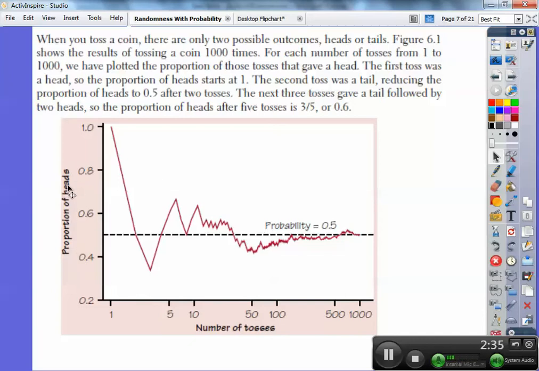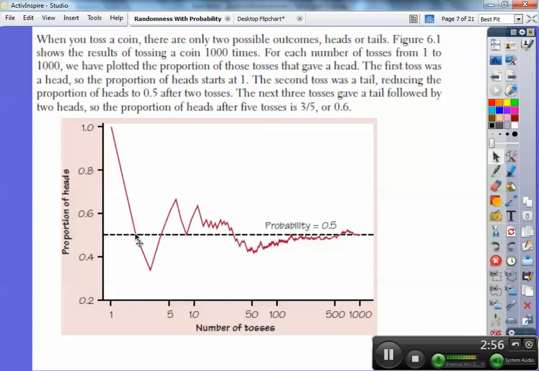So here's the proportion of heads over here. So the first coin toss was a heads. So that was this guy right here. So there was 100% on the first coin toss got a head. Okay, that's why it's up here at 1, 100%. The second coin toss was a tail. So down here, here's the second coin toss. It dropped the proportion of heads to 50%. This is the line 50% right here.